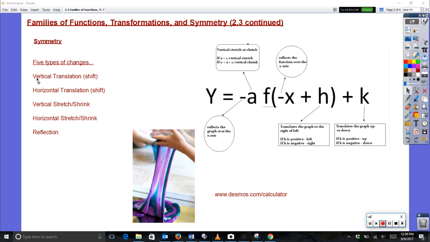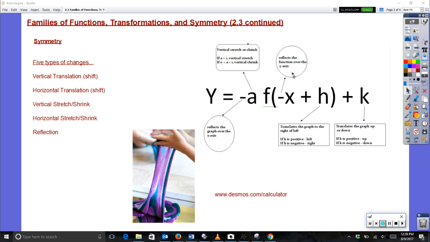With graphs, we can look at actually 5 types of changes I've listed on the left. There's a vertical translation. That's also known as a shift, and vertical just means up or down, so you can slide a graph up or down. Horizontal translation, shift it left or right. A vertical stretching or shrinking factor, and a horizontal stretching or shrinking factor. And the other thing is you can reflect them. So a parabola might open up, you can reflect it so it opens down.